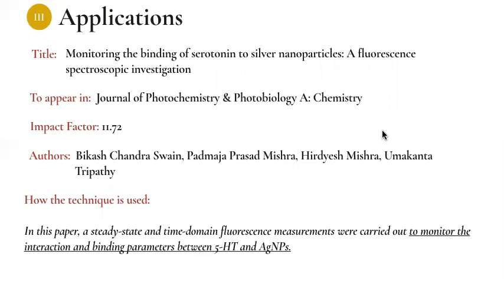So to define these terms, in steady state measurements, a sample is illuminated with a continuous beam of light and the fluorescence emission spectrum is recorded. Whereas in time resolved measurements, a sample is illuminated by a short pulse of light after which the intensity decay is measured. So that's the difference.